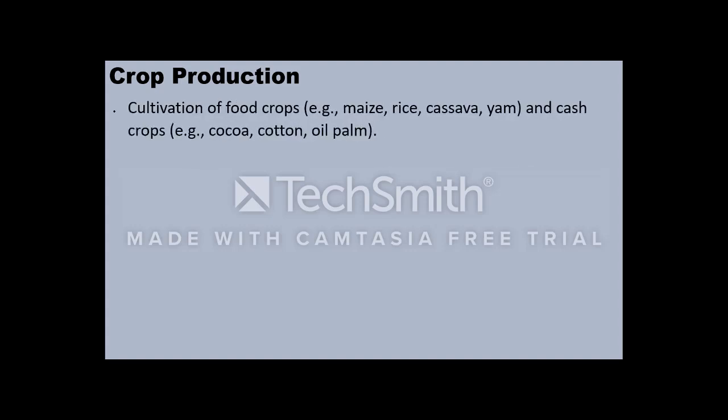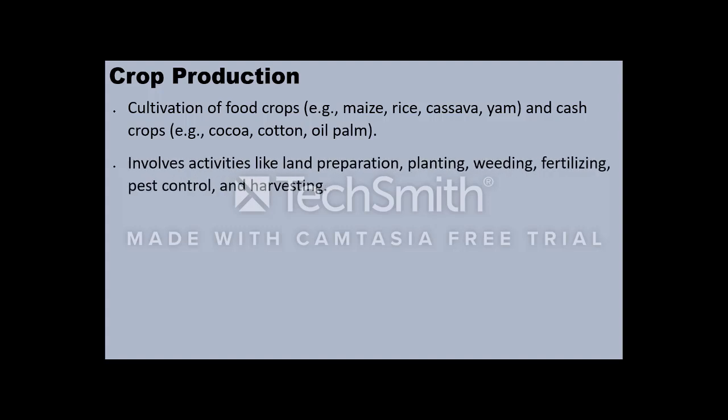Crop production is the cultivation of food crops. When we mean food crops, they are the basic food crops that we see every day: maize, rice, cassava, yam, what have you. Or cash crops, so you could either be a food crop farmer or a cash crop farmer. When you're saying cash crop, you are saying crops that bring revenue to the country, talking about economic development here. And we talk about crops like cocoa, cotton, oil palm.